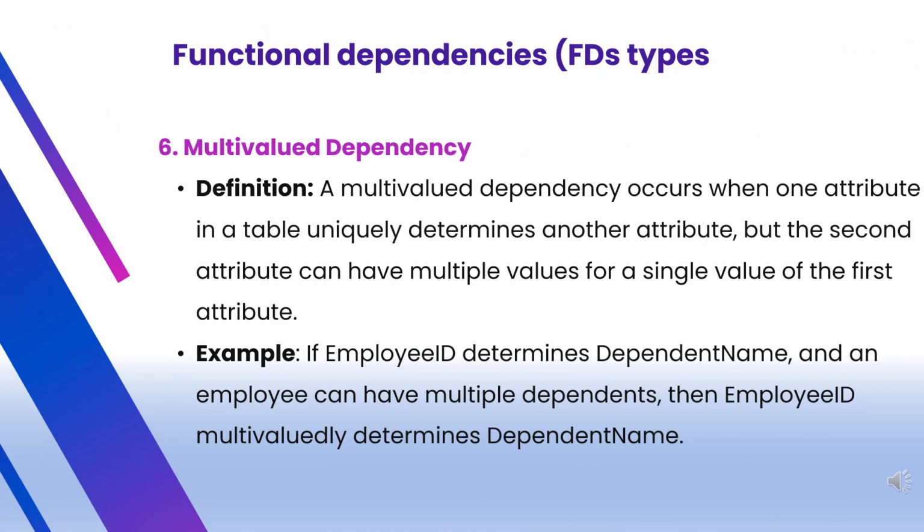Sixth type of functional dependency is multivalued dependency. A multivalued dependency occurs when one attribute in a table uniquely determines another attribute, but the second attribute can have multiple values for a single value of the first attribute. Example: if employee determines dependent name, and an employee can have multiple dependents, then employee multivalued determines dependent name.